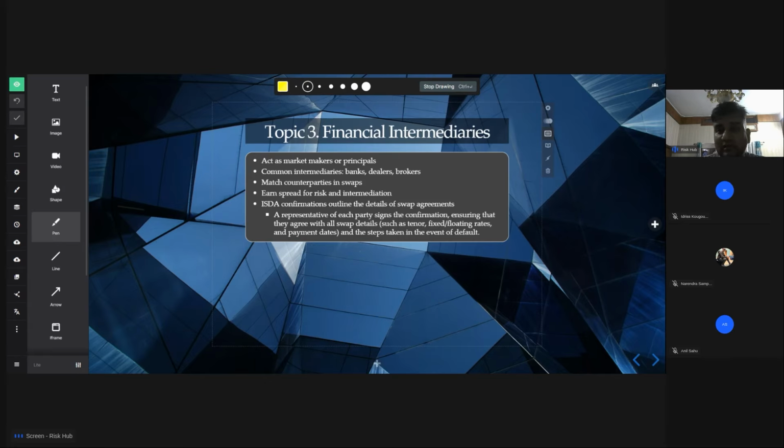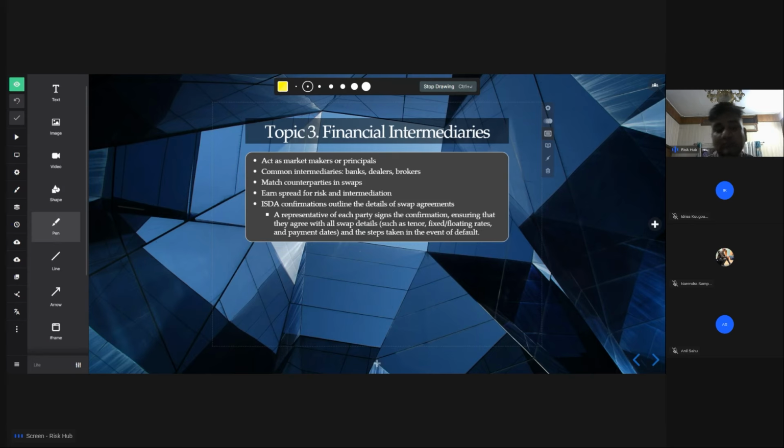So financial intermediaries do a lot of work, right? Common intermediaries are your banks, dealers, brokers. They match counterparties in your swap. If you think about their business model, they are market makers. Market makers means they quote two-way prices, your bid price and your ask price in swaps, and commit to trade at those prices. They guarantee liquidity and tight quotes if volumes are high.